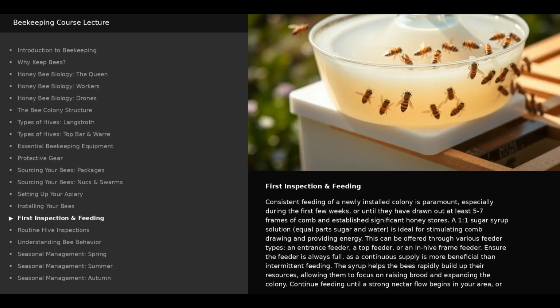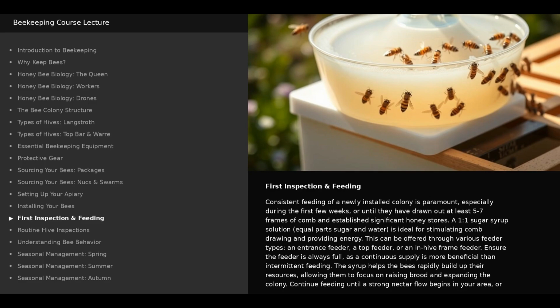Consistent feeding of a newly installed colony is paramount, especially during the first few weeks, or until they have drawn out at least 5 to 7 frames of comb and established significant honey stores. A 1-to-1 sugar syrup solution, equal parts sugar and water, is ideal for stimulating comb drawing and providing energy. This can be offered through various feeder types: an entrance feeder, a top feeder, or an in-hive frame feeder. Ensure the feeder is always full, as a continuous supply is more beneficial than intermittent feeding.